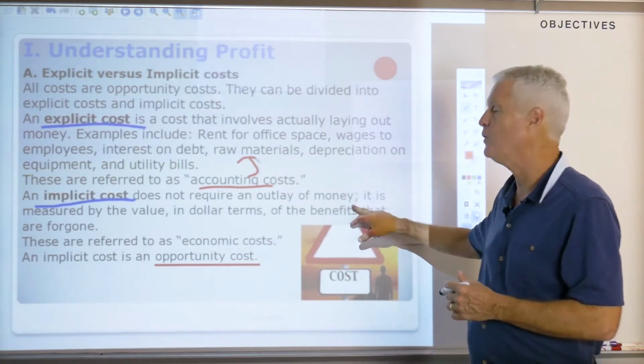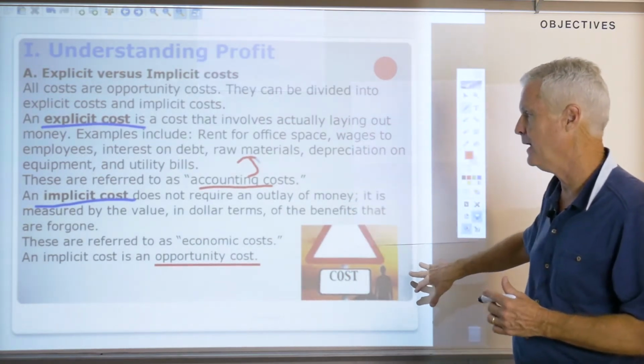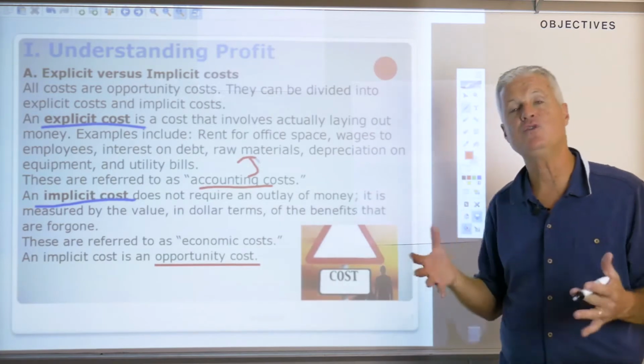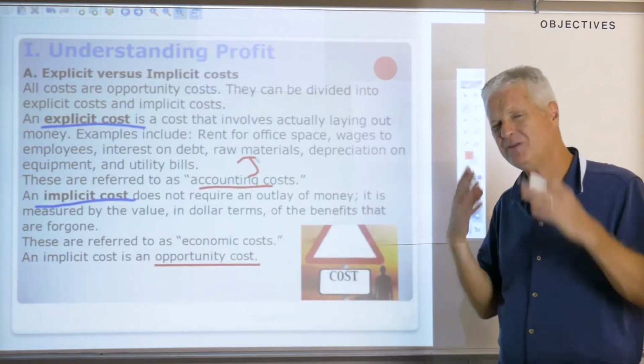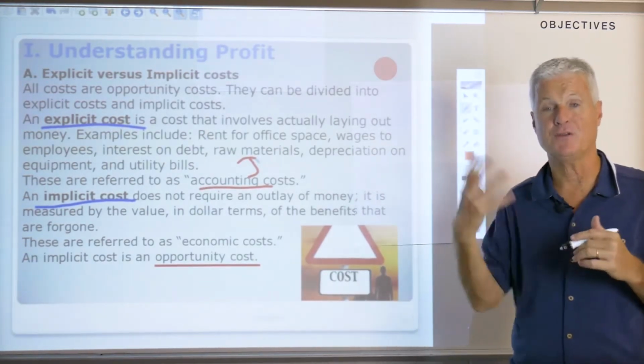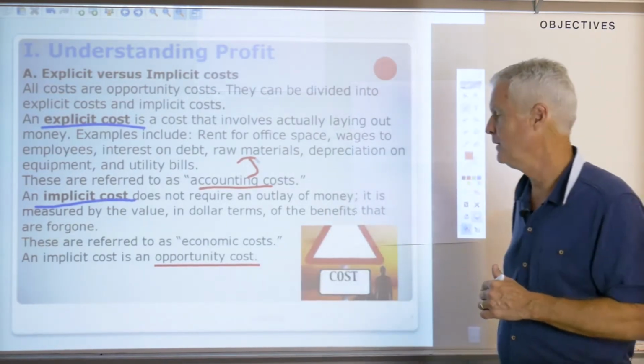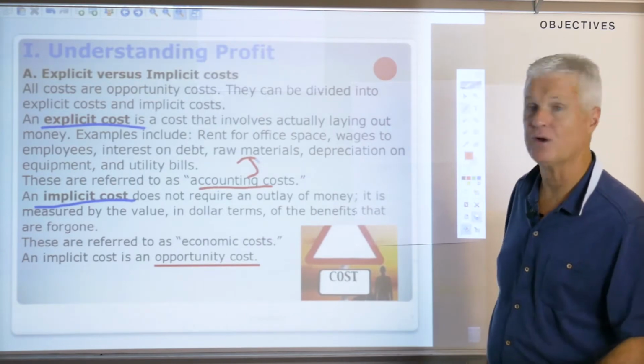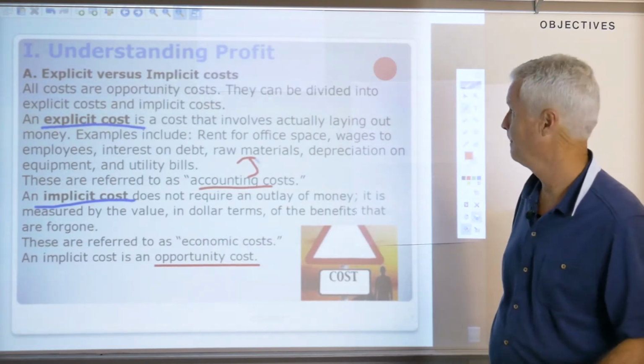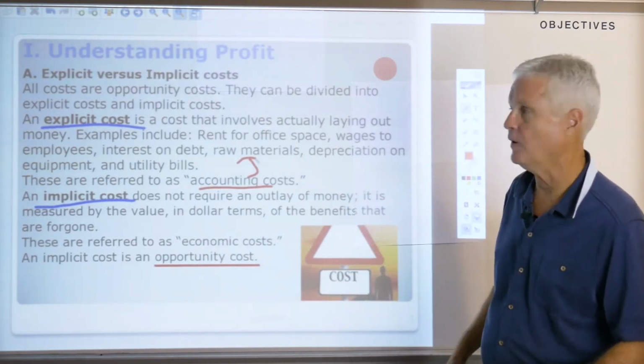Implicit cost doesn't require any outlay of money. It's measured by the value of things you could have done. What does that sound like? Opportunity cost, correct? It includes opportunity cost right there. Implicit costs generally are opportunity costs. What could we have done? So once you get that, moving on.